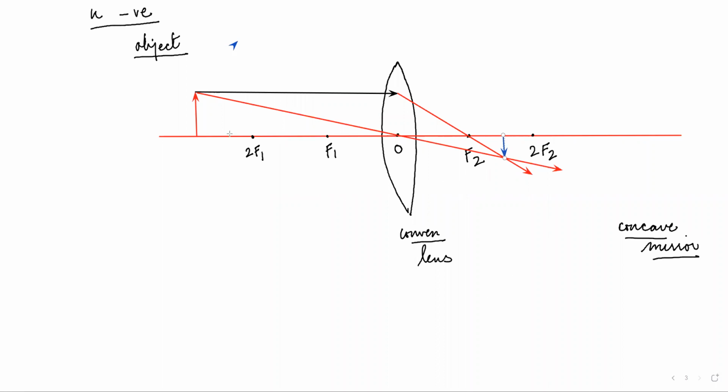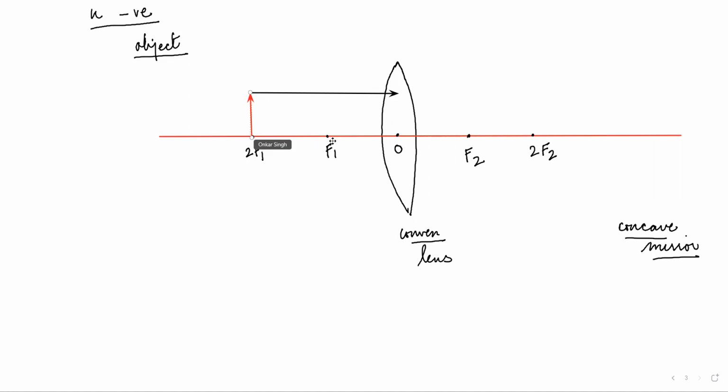Third case. Now I bring this object to 2F1. Very interesting. This is similar to concave mirror. Can anyone guess where will be the image? Does anyone remember in concave mirror when the object was at C, where was the image? At C only. Let's see here where is the image. Okay. Hope we are successful.